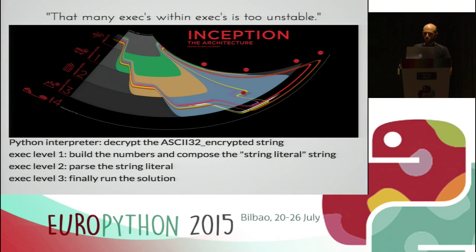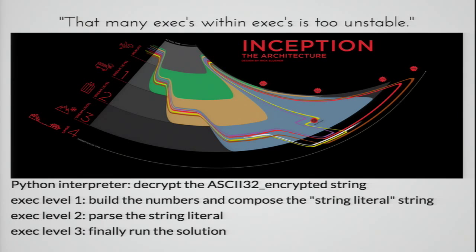Within the first exec, we build numbers with the conversion tricks, and we build all the numbers that we need. With all the pieces, we build an exec plus literal solution that we then exec, and we go one level deeper, and we parse the string literal, we exec it once more, and finally we run a completely arbitrary code. We choose the code that solves this particular problem, but we can solve any problem with 28 characters above 32 and whatever it takes for below 32.